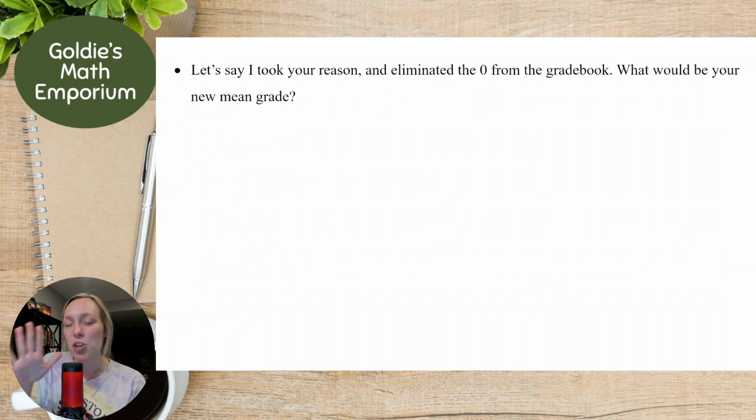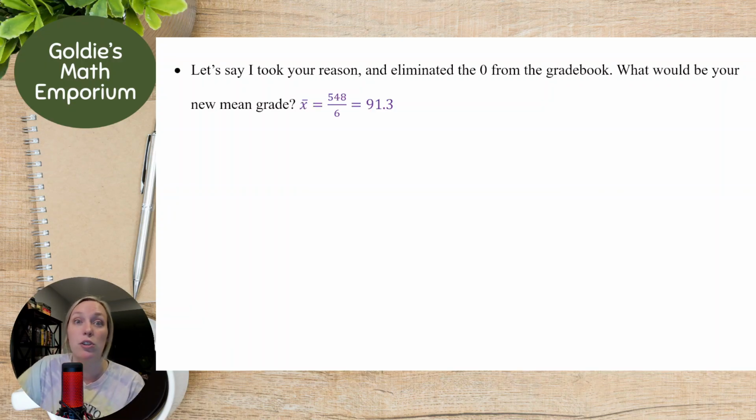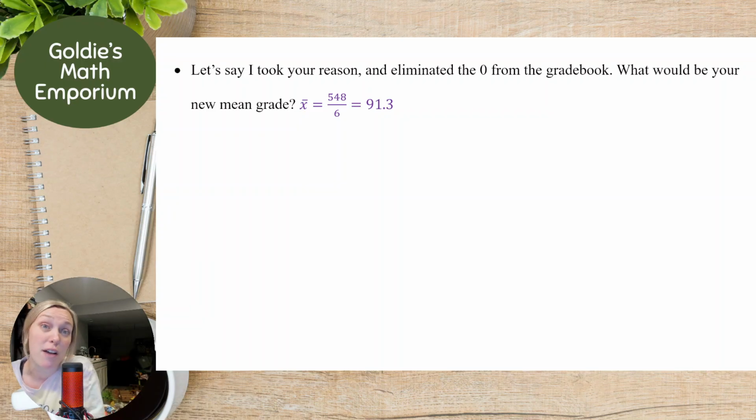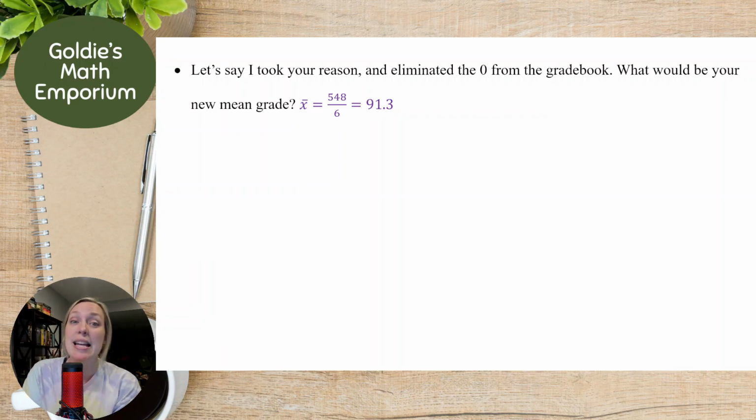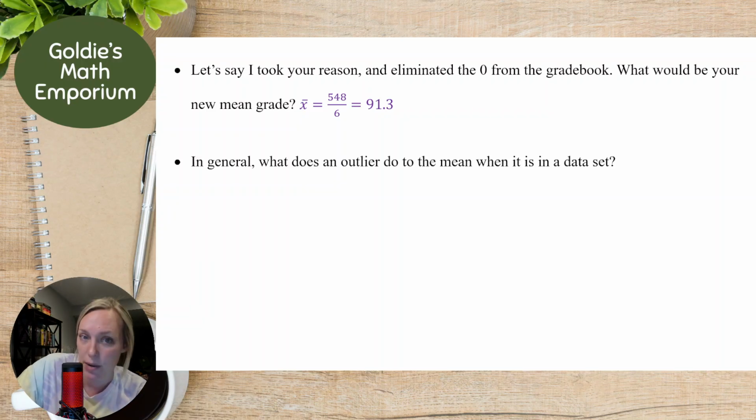So let's say I took your reason, whatever it may be, and I eliminated the 0 from the gradebook. What would be your new mean grade? How did getting rid of that 0 affect the grades? Well, if we took it off, our sum is 548. But now I only have 6 values because I took off that 7th value of a 0. And now my mean is 91.3.